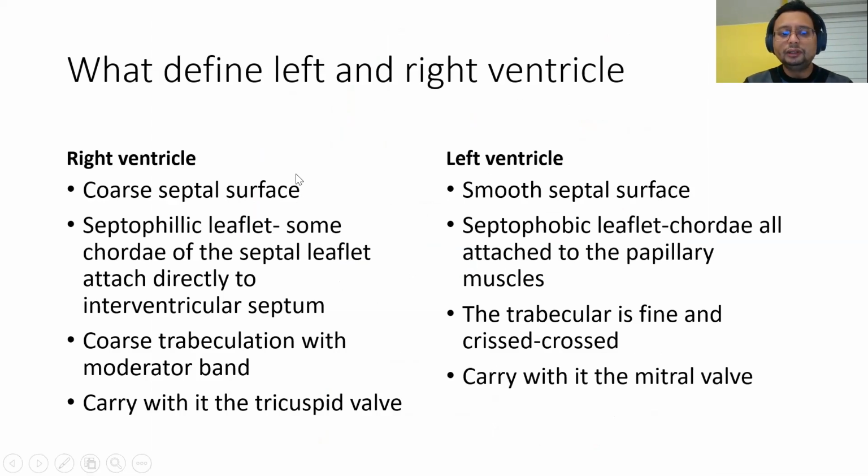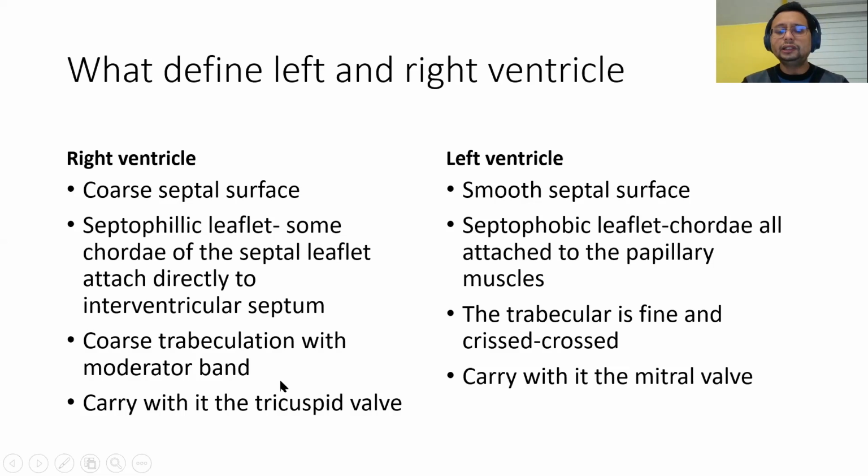If you look at the right ventricle, the septal surface is coarse compared to the smooth septal surface of the left ventricle. Now, the right ventricle has the tricuspid valve, which has 3 leaflets. Some of the chordae tendineae from the septal leaflet of the tricuspid valve actually attach directly to the interventricular septum. Okay, this direct attachment of chordae tendineae to the interventricular septum does not happen in the left ventricle. It only happens in the right ventricle. So that is very special. In the left ventricle, all of the mitral valve leaflets attach to the papillary muscle. None of them go straight to the interventricular septum. So that's the second characteristic.